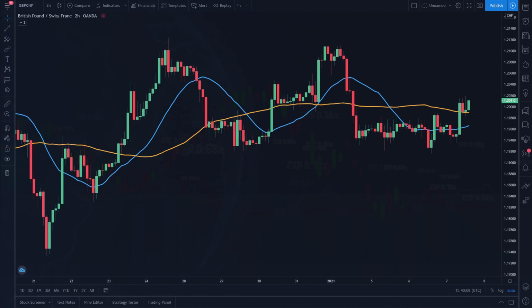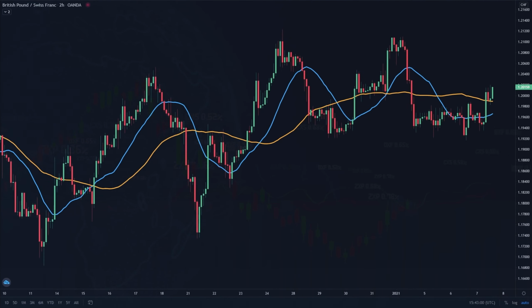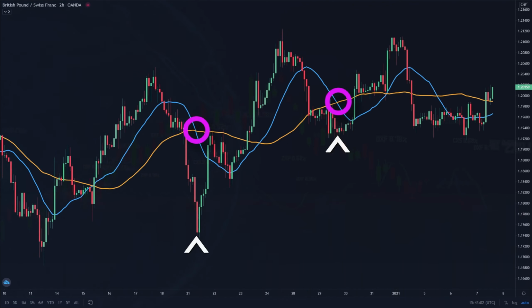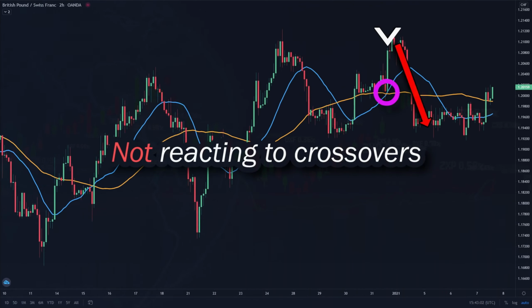Let me show you what I mean. If you zoom out and look closely at the 20 and 50 period, you can see that the price tends to not react to the crossover. Here we can see that the moving average crosses over downwards. But instead of following the crossover and also heading downwards, the price instead reverses and heads back up. And now you can see it again here. The moving average crosses upwards, but the price instead went downwards. So clearly, this market has a history of not reacting to the crossover, and so I will not use the crossover strategy on this market.